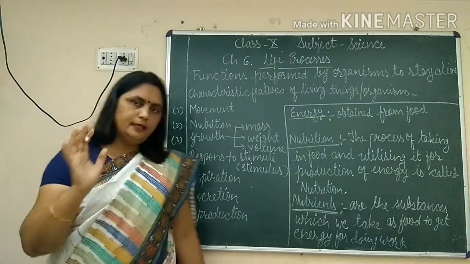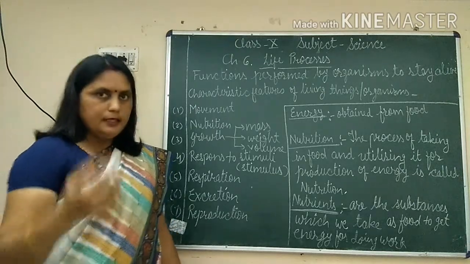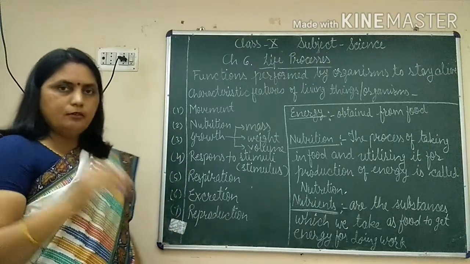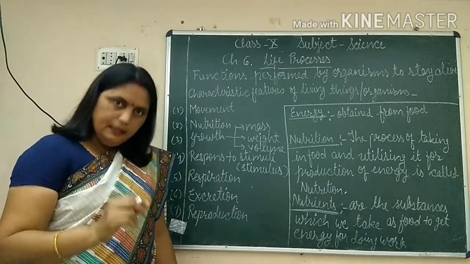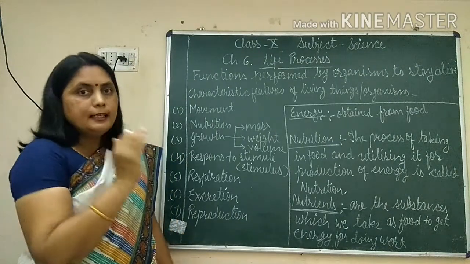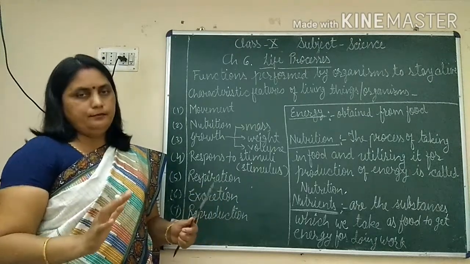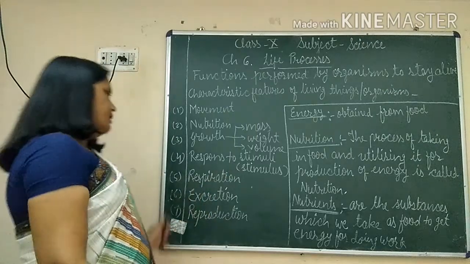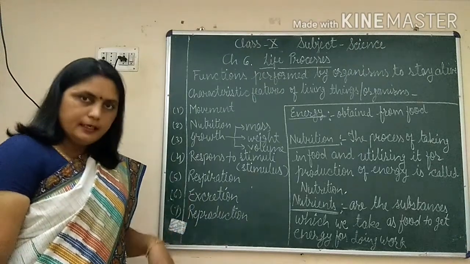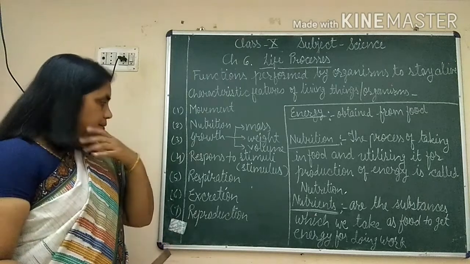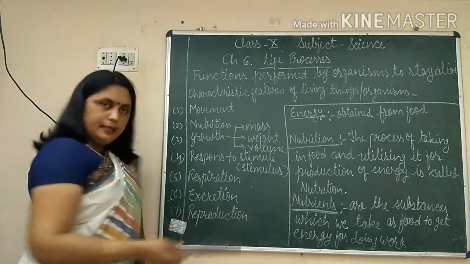So oxygen reaches every cell, and the food that we take is also digested and converted into glucose. That glucose also reaches every cell with blood. There, the oxygen burns the glucose, that is, it reacts with glucose and breaks it down into carbon dioxide and water, and energy is released. So this is the purpose of respiration. Why do we respire? So that the oxygen which we take in can break down our food substance to release energy.